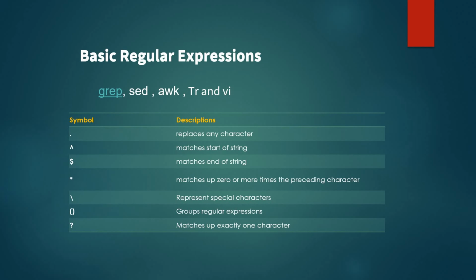The first symbol is the dot, which replaces any character. The caret sign matches the start of a string. The dollar sign matches the end of a string. Then comes the star, which matches zero or more times the preceding character. The backslash represents special characters. The brackets group regular expressions, and the last one is the question mark, which matches exactly one character.